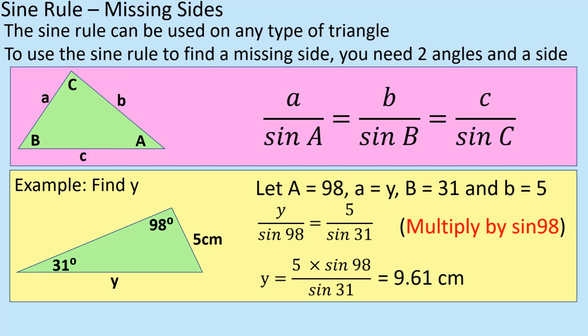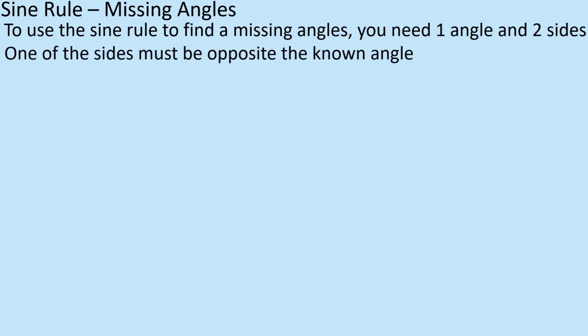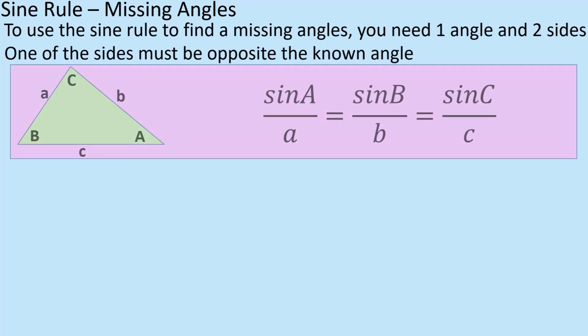Right, so let's have a look at angles. Angles is one additional step that you need to do, and that's because it's an angle. If you've done trigonometry or anything else involving angles, you'll understand now. So to use the sine rule to find missing angles, you need an angle and 2 sides. One of the sides must be opposite the known angle, and it's going to be a very similar formula to what you currently have.